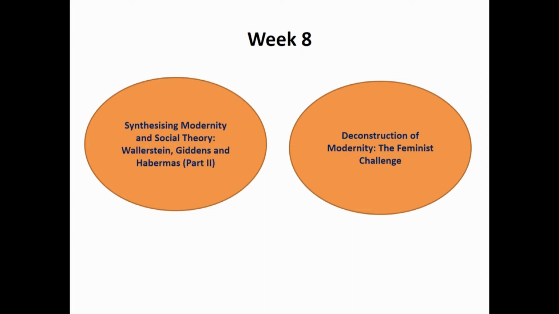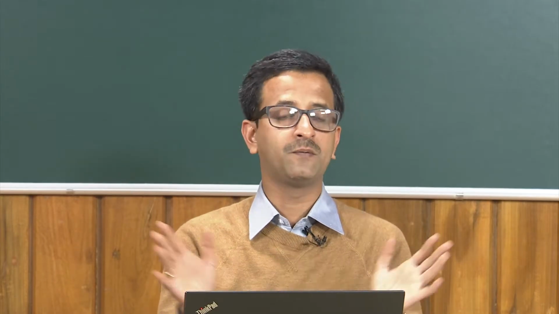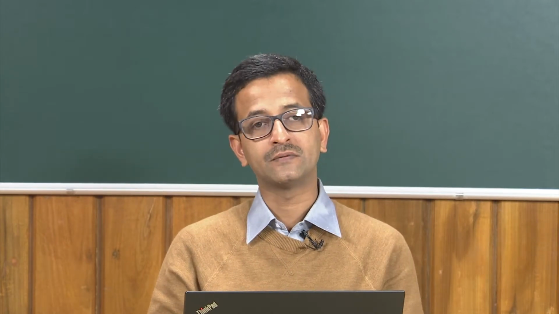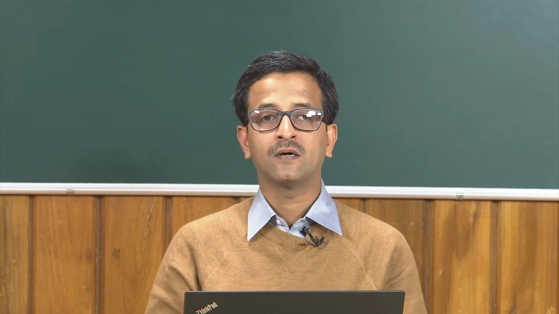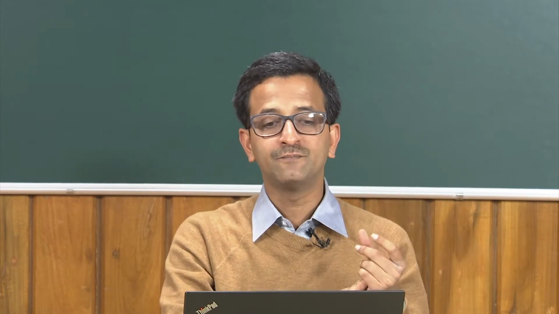In the 8th week we tried to bring out the similarities between Wallerstein, Giddens and Habermas, and then we tried to take up the debate on how to deconstruct modernity. Deconstruction of modernity may be divided into 3 parts. Obviously, there may be multiple parts, but for the sake of convenience, we have divided it into 3 parts. One is feminism, secondly cultural studies, and thirdly postmodernism.